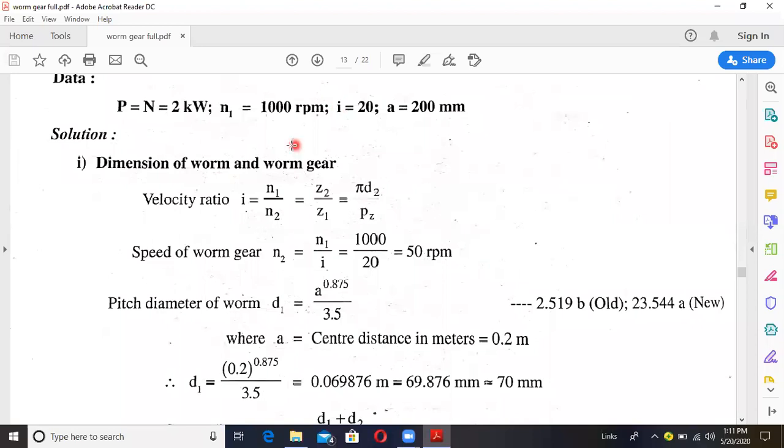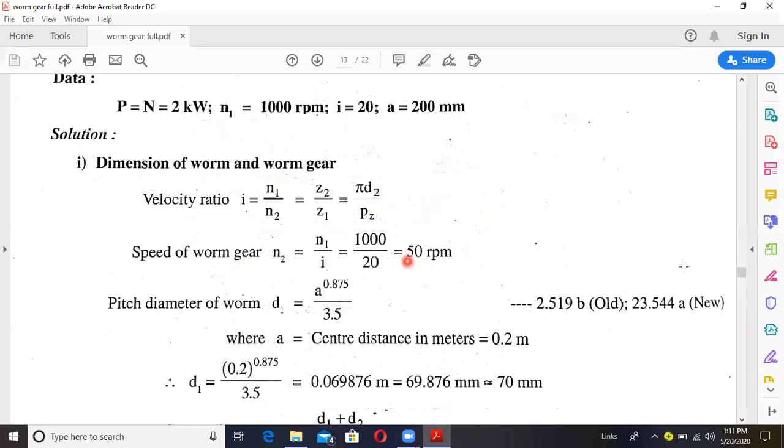Then, by using the ratio, we find the dimensions of the worm and the worm gear, that is the first step. Taking the formula, velocity ratio I is equal to N1 by N2 is equal to Z2 by Z1 is equal to pi d2 by pi m Z1. In the question they gave N1, substitute and calculate N2. So the speed of the worm gear will be 50 RPM.